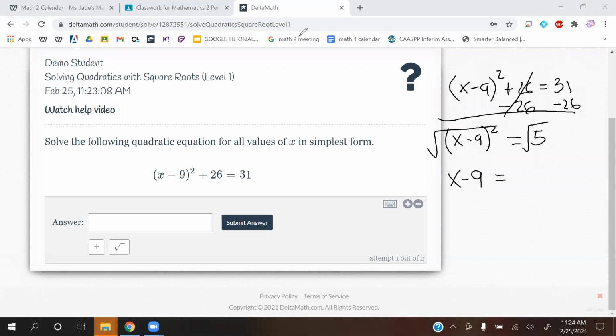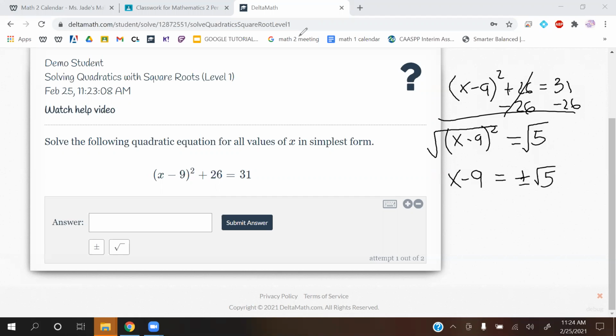And when you square root 5, you're going to get two answers. You're going to get plus or minus square root of 5. Leave it inside the radical because that gives us our exact answer. We don't want decimals here. We just want the exact answer. So it is going to look a little bit weird, but you'll see what it means in just a second.